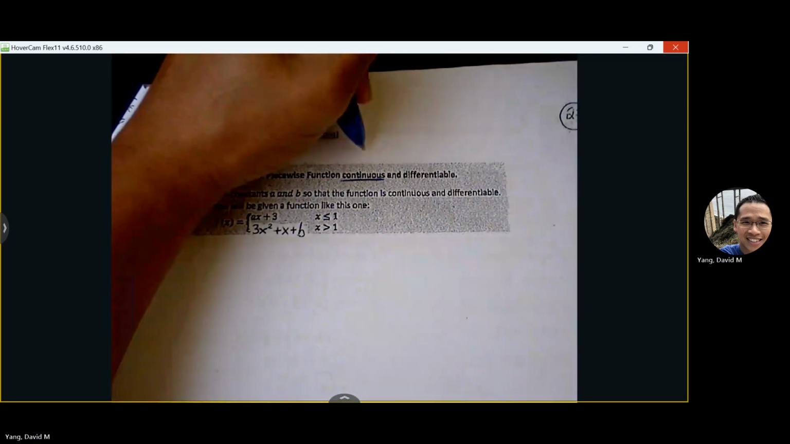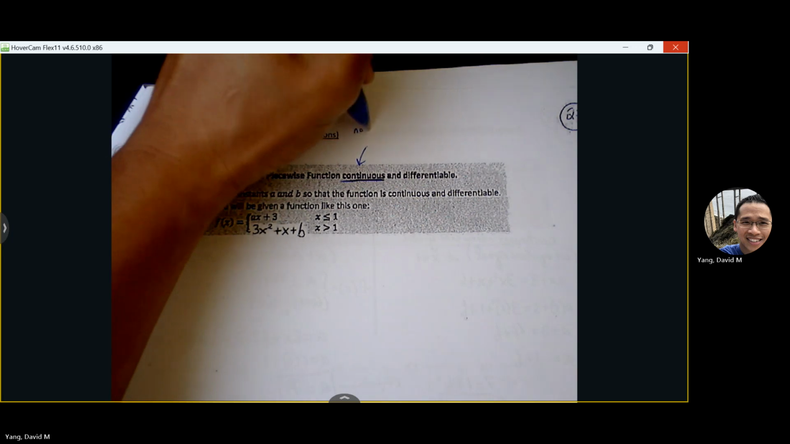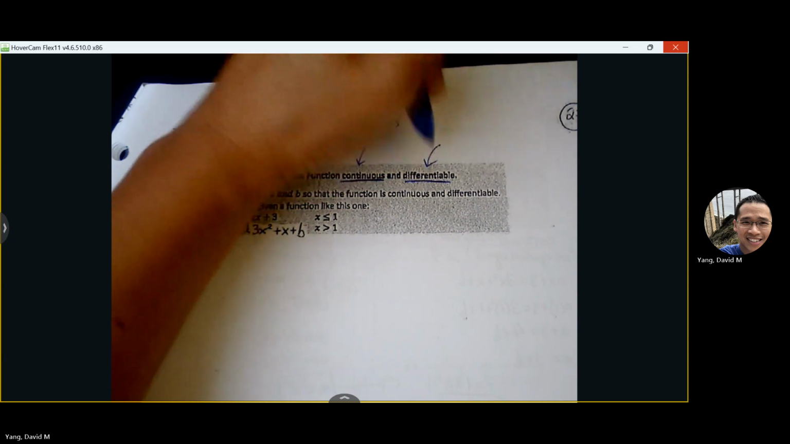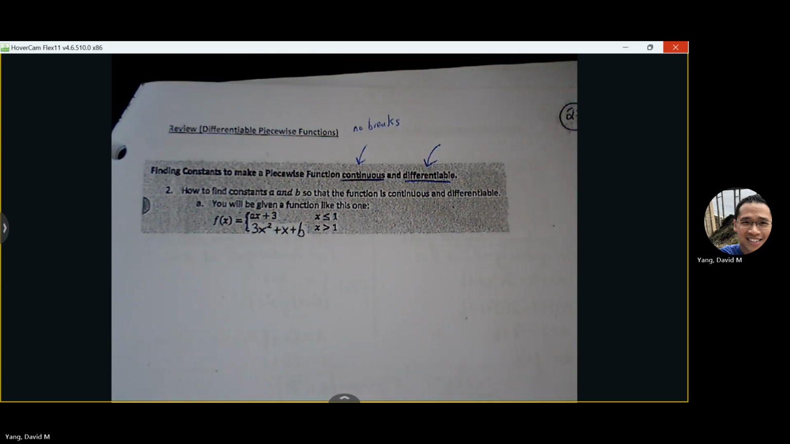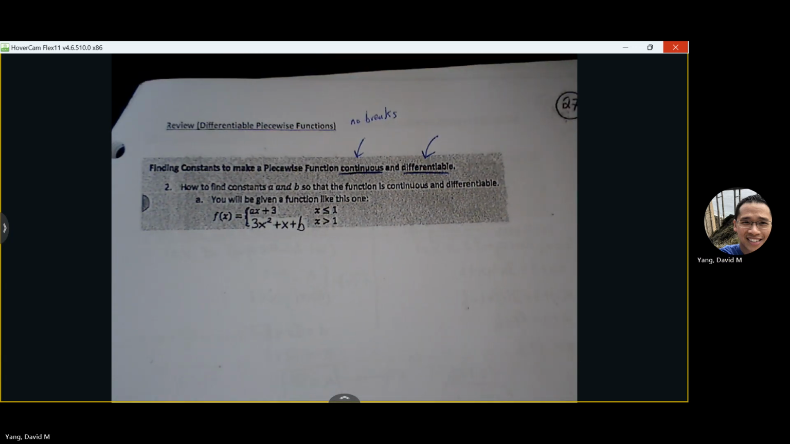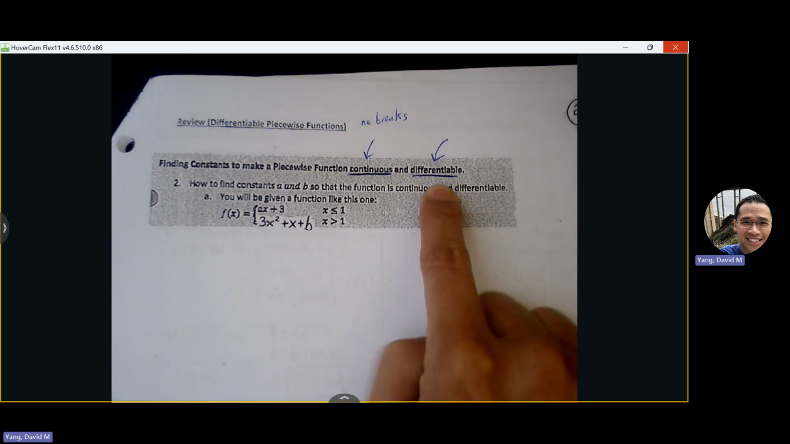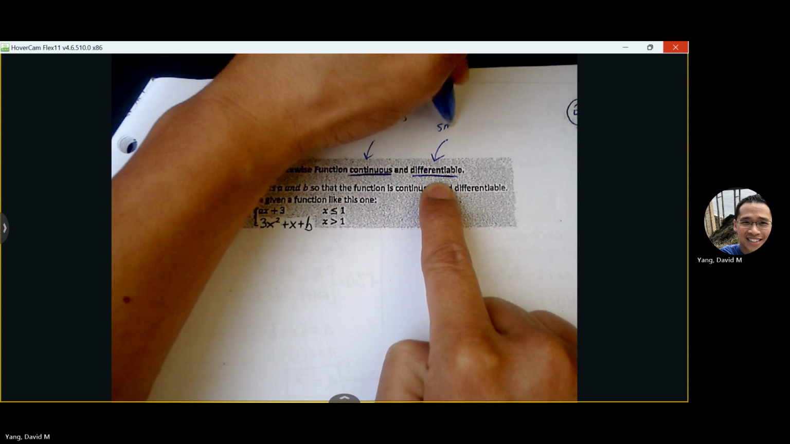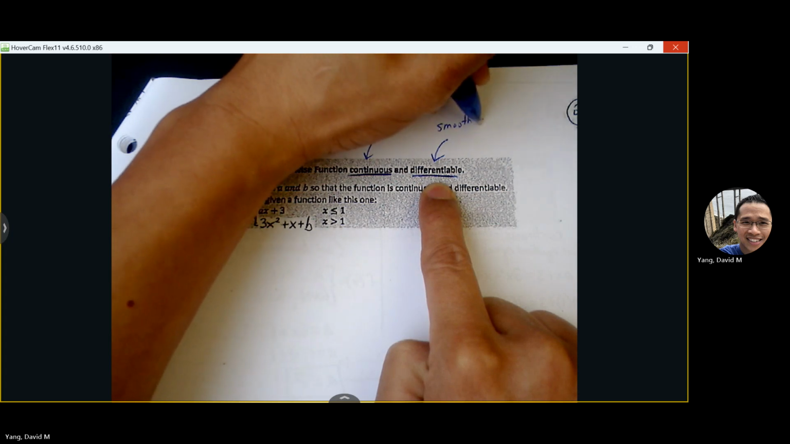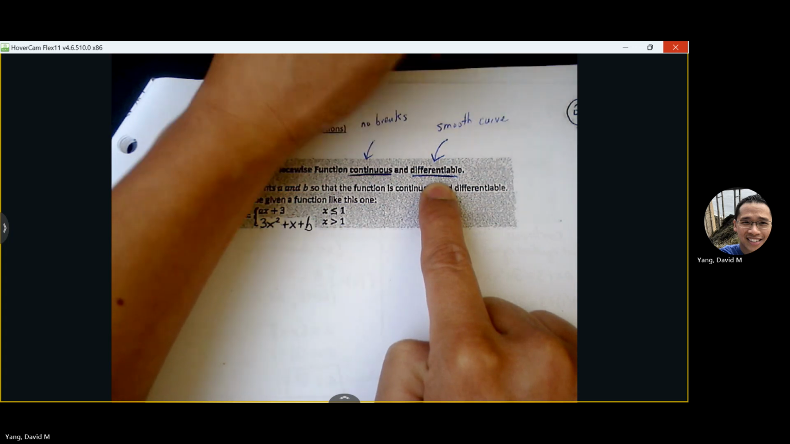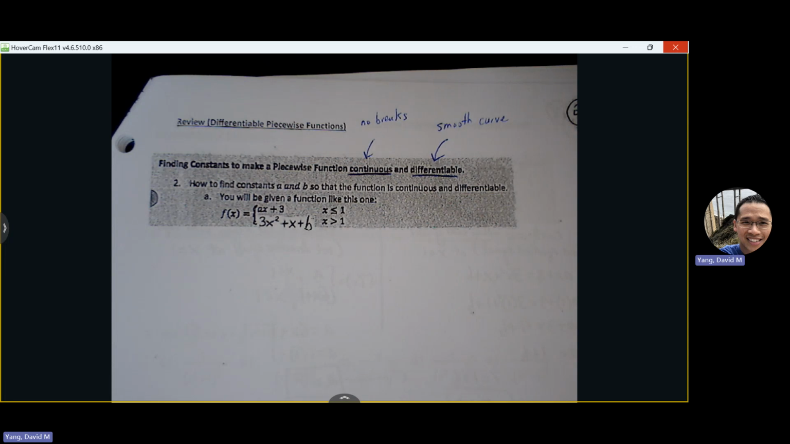So continuous, what that means is no breaks, right? What does differentiable mean? Have we talked about that word yet? Okay, so differentiable means you're able to find the derivative at every point. A nice visual is that it's a smooth curve.